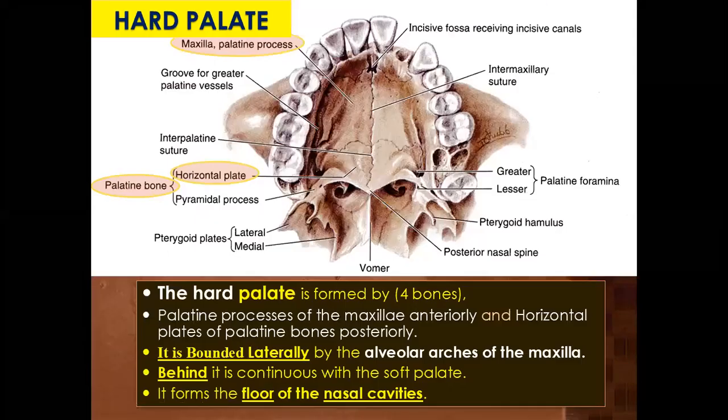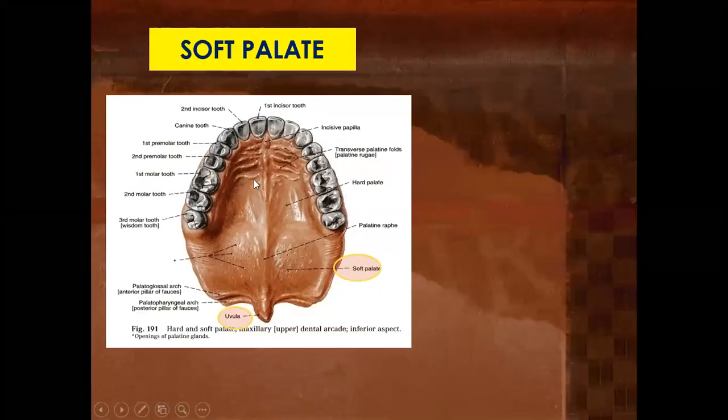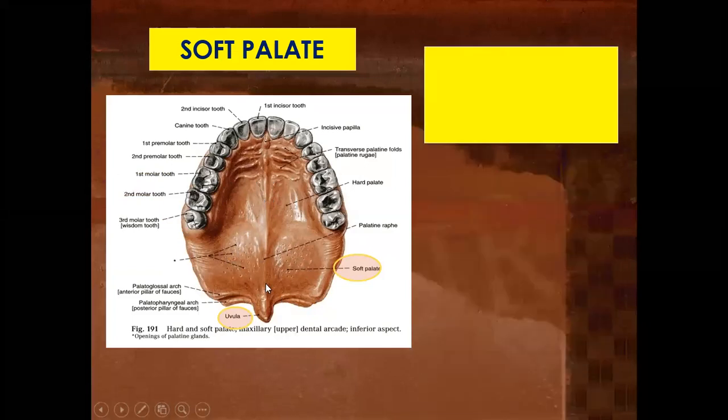Now coming to the soft palate. So here is the hard palate, made up of bones. If it is covered by mucous membrane, this is how it looks. This is the same hard palate. Behind that there is a muscular part. This is called the soft palate.